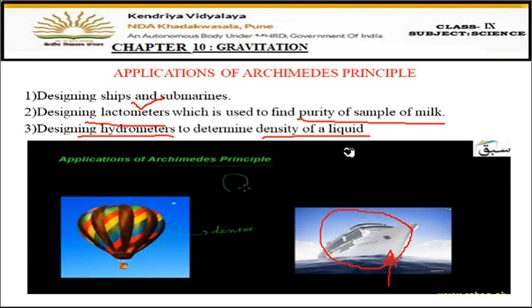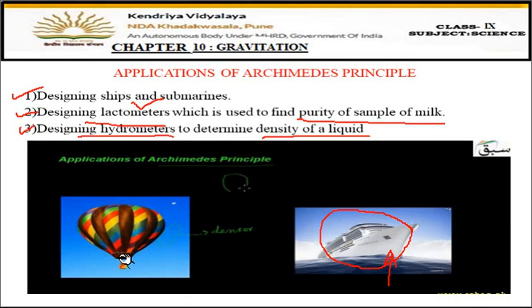Okay, so designing ships and submarines. The ships and submarines are designed in such a way that they can displace more water. If more water is displaced, more buoyant force will be applicable to the object and it will easily float on the surface of the water. So these three applications you have to learn: designing ships and submarines, designing lactometers, designing hydrometers.